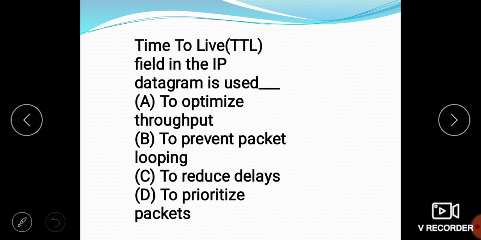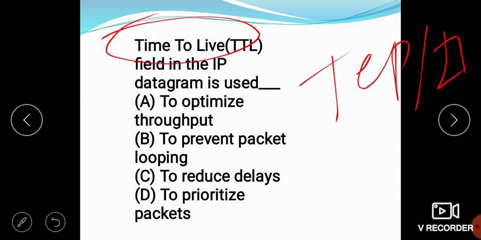So here you can get 3 NOR gates. Okay, so 3 NOR gates is the answer. Now next is Time to Live. Time to Live is used in the TCP/IP protocol to prevent packet looping. So option B is the answer.